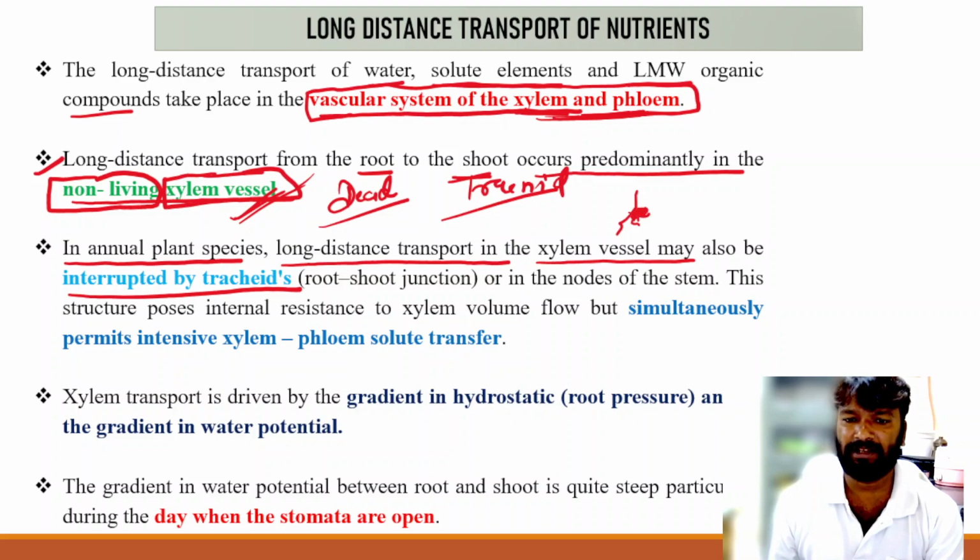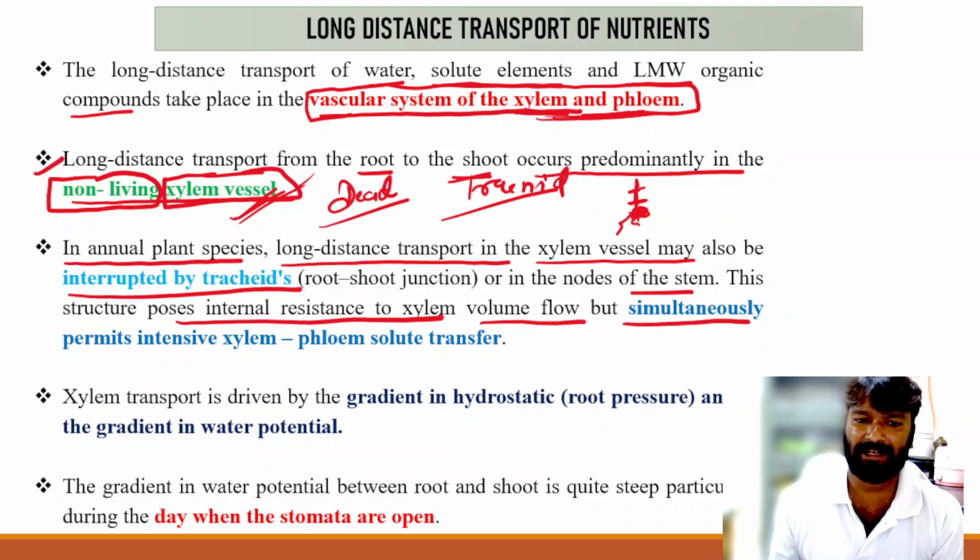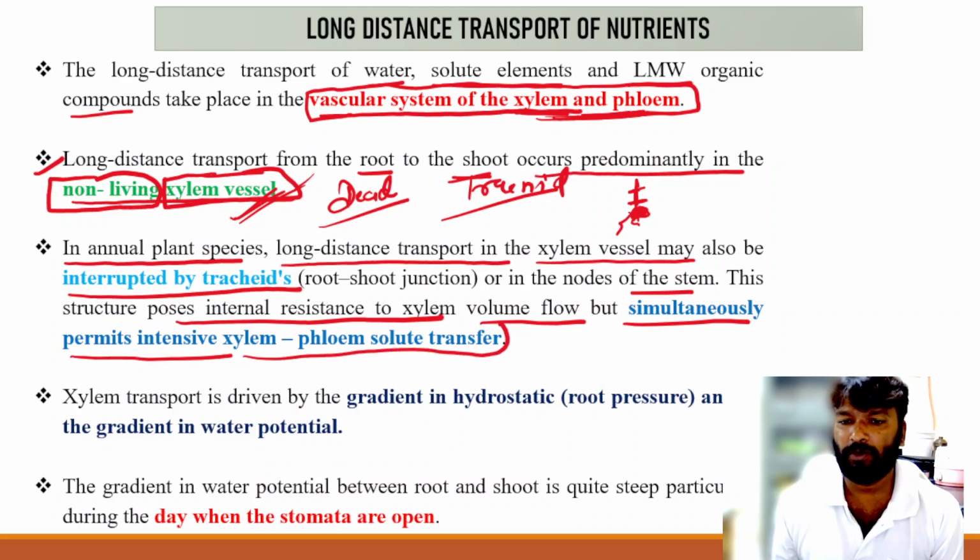At the root and shoot junction, there are tracheids which interrupt the long distance transport, or in the nodes of the stem. So this structure poses internal resistance to the xylem volume flow, but simultaneously it permits intensive xylem-phloem solute transfer. Mainly at the internodes and the root-shoot junction, there will be an interchange between the xylem and phloem.